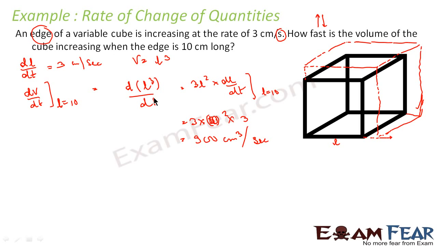V is equal to L cube I put. I got equation in terms of L and dl by dt. I know the value of L. I know value of dl by dt. Put the value and get the answer. Very simple.